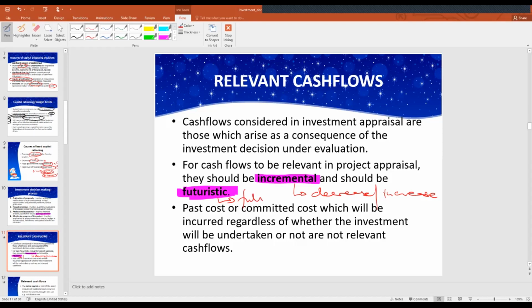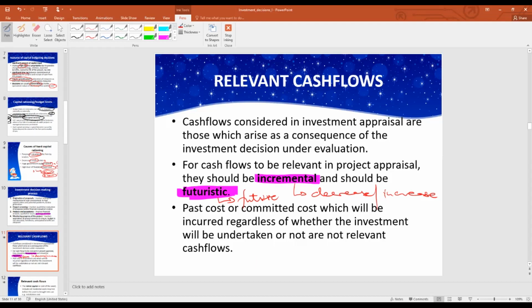If the cost has already occurred before you make the investment, then that cost is irrelevant. It must be occurring in the future. Once I make the decision, what's the cash that flows from us making this decision? Not what has already been paid.